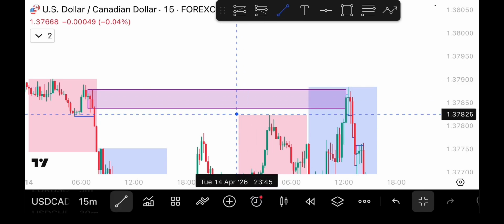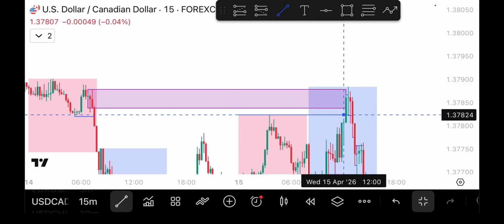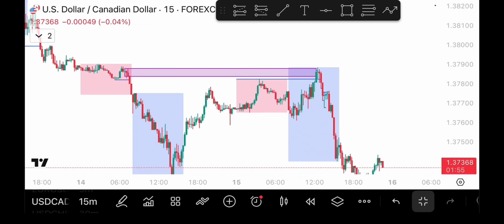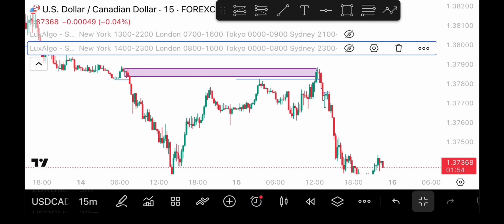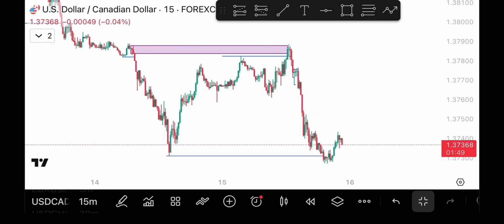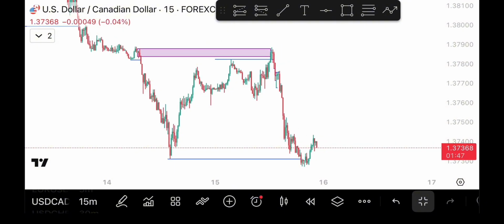So now I was deliberately waiting, because I did not want Asia to drive price into my POI. So I wanted London to sweep the high of Asia, tap into my POI, then give me a confirmation. So that is how I caught this setup on Usdcad, and it played out cleanly.